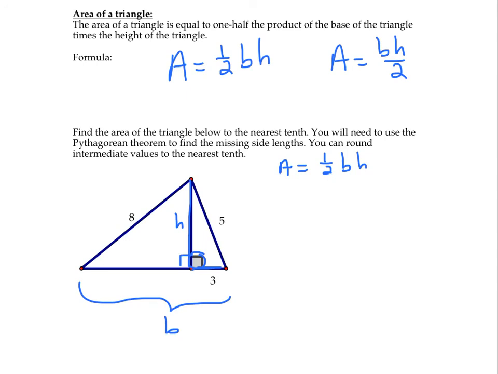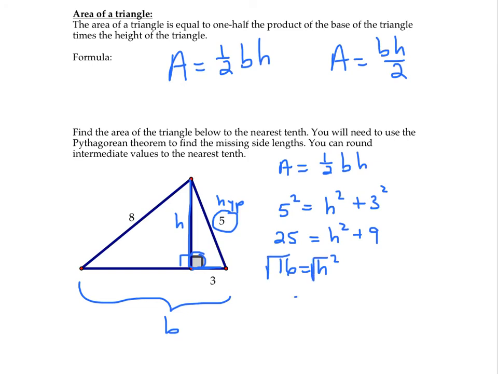Start with the little triangle first. We're going to set this up in the Pythagorean theorem. This is our hypotenuse, so we want to set it up as 5 squared is equal to h squared plus 3 squared. 5 squared is 25. That's equal to h squared plus 9. Subtract 9 from both sides of the equation, and we're left with 16 equals h squared. Take the square root of both sides, and it works out really nicely that the height is equal to 4.